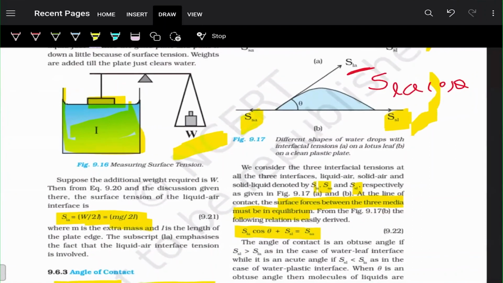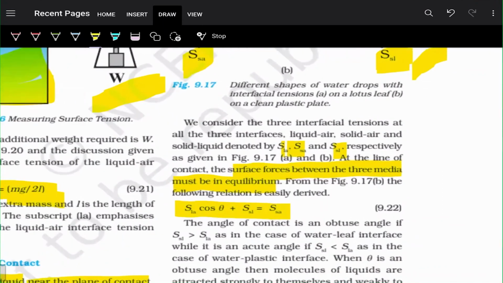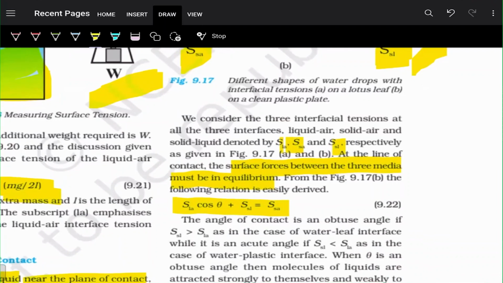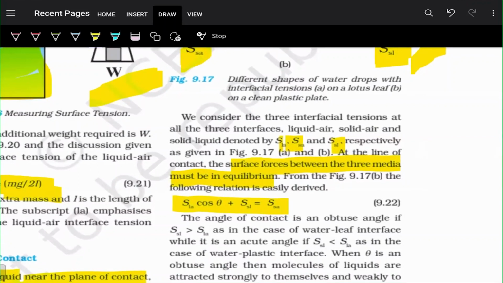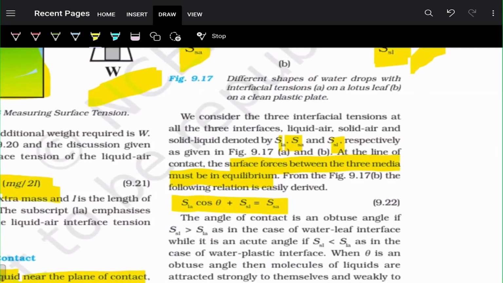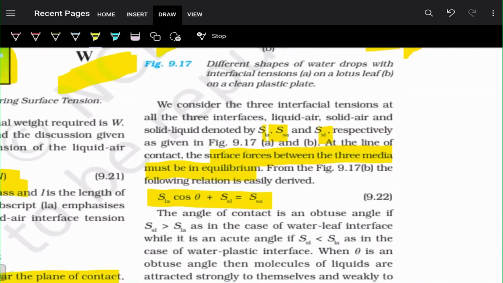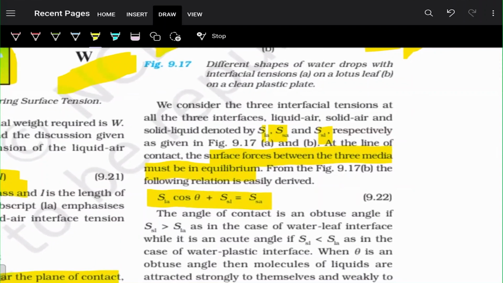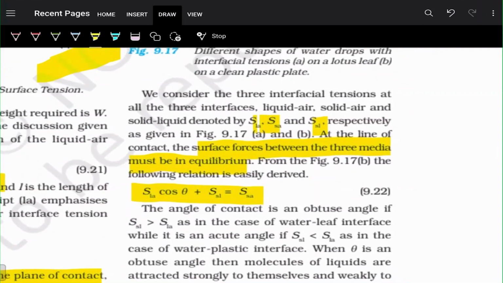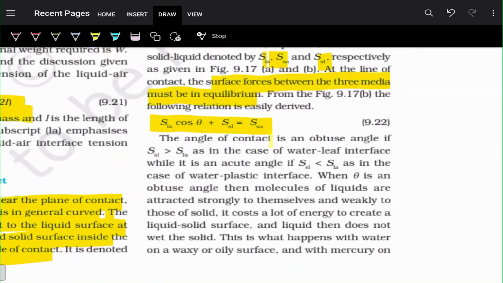Okay, we consider three interfacial tensions at all the three interfaces: liquid-air, solid-air, and solid-liquid, denoted by SLA, SSA, and SSL respectively. Correct. So at the line of contact, the surface forces between the three media must be in equilibrium. Means SLA cos theta plus SSL is equal to SSA. The angle of contact is an obtuse angle if SSL is greater than SLA.